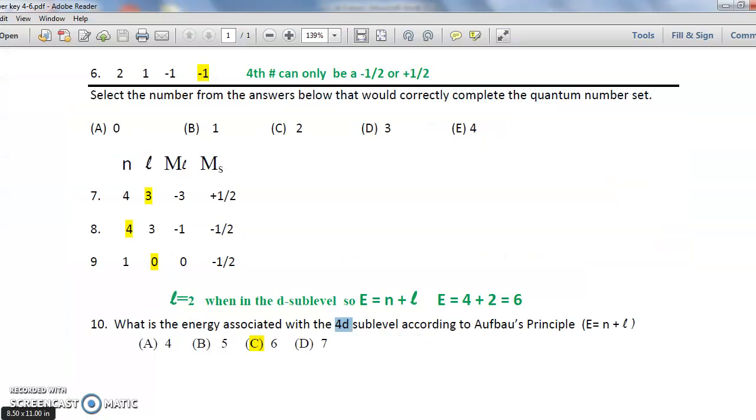So I come down here. Second number is a 2. 4 plus 2 is 6. The energy is 6. That's all there is to practicing with the quantum numbers.